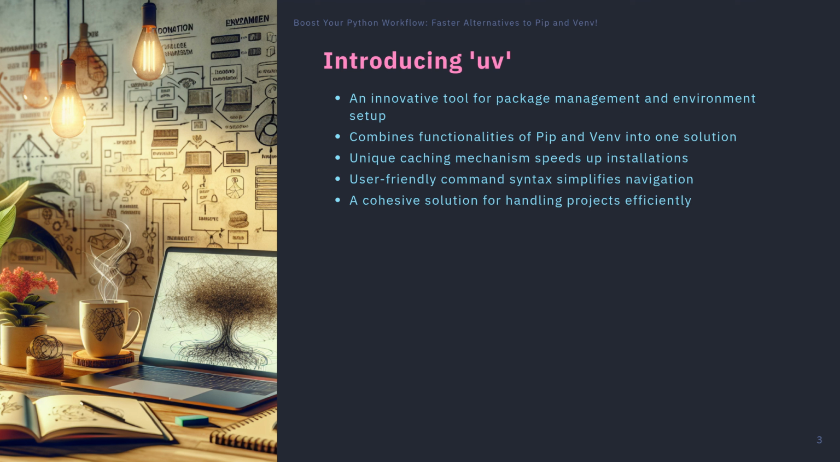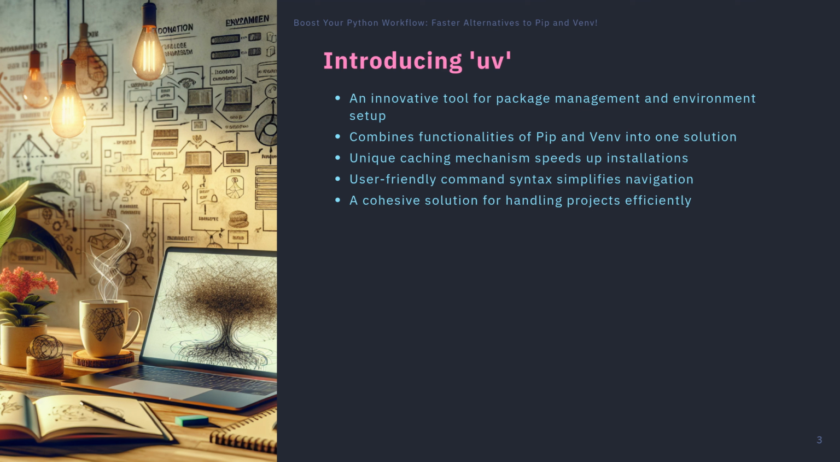Unlike traditional tools like pip and venv, UV combines the functionalities of both into a single, cohesive solution. This means that instead of managing packages and environments separately, UV allows you to handle everything from one interface. This integration not only saves time, but also reduces the complexity often associated with setting up a new project. UV utilizes a unique caching mechanism that speeds up installations by reusing already downloaded packages, significantly reducing the time it takes to set up your environment. Moreover, UV supports a more user-friendly command syntax, making it easier for developers to navigate and utilize its features effectively. In the next slide, we will dive deeper into the benefits of using UV and how it can transform your development experience.